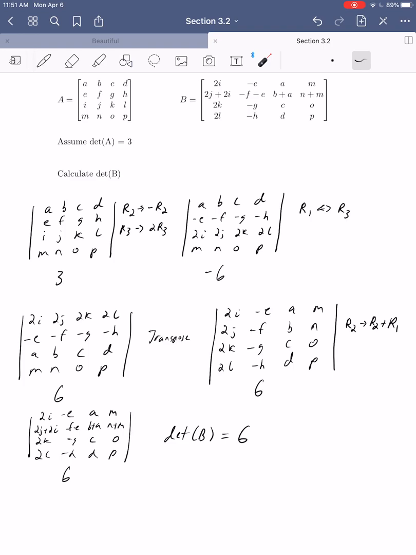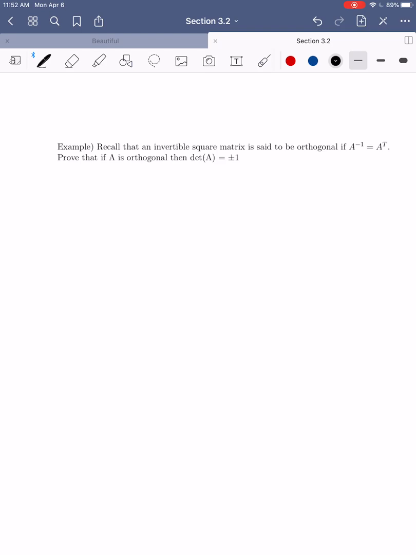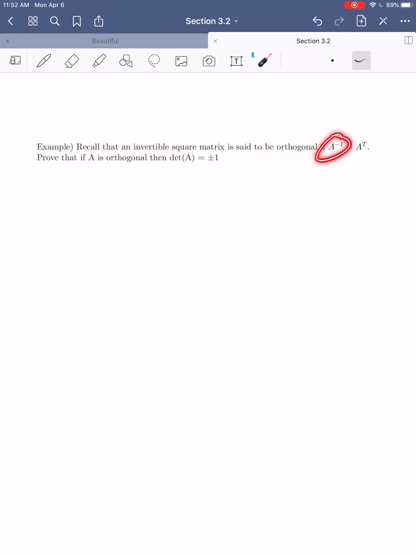All right, let's talk about one last thing. Let's go back to a special type of matrix that we introduced a while back and see what we can say about its determinant. As our final thing, let's recall this definition. We said that an invertible square matrix is said to be orthogonal if its inverse is equal to its transpose. Let's go ahead and prove that if A is orthogonal, then the determinant of A is either plus or minus 1. So let's see if we can do this.